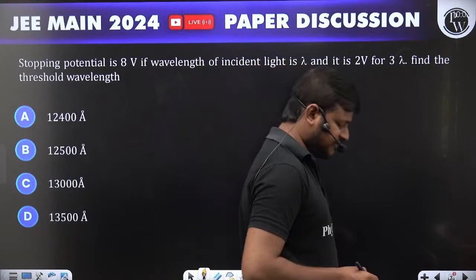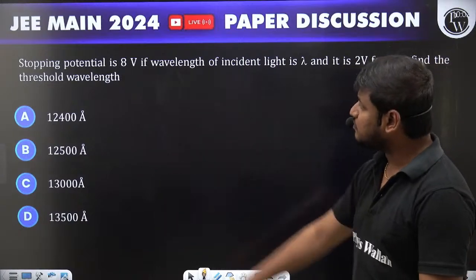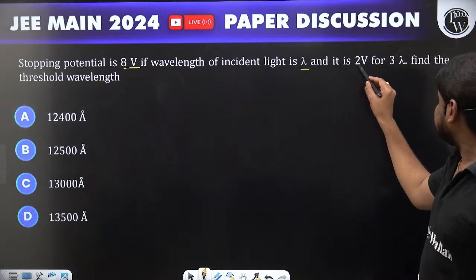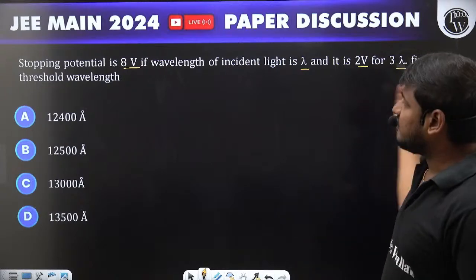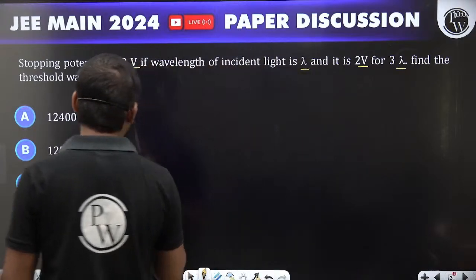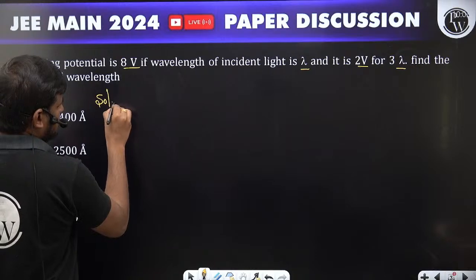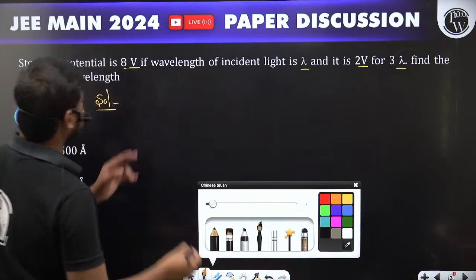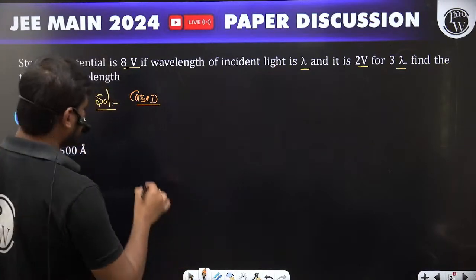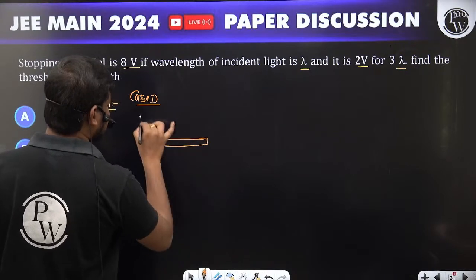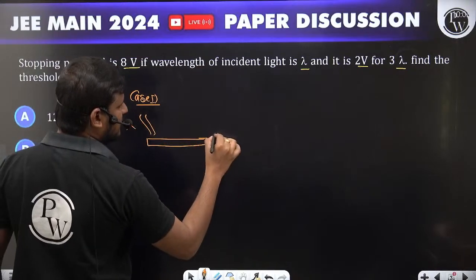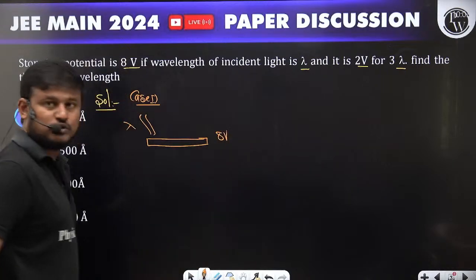The first question is from class 12th modern physics. The stopping potential is 8 volts if the wavelength of the incident light is lambda, and it is 2 volts for 3 lambda. Then find the threshold wavelength, lambda naught. Consider this question in two cases. In case 1, if the incident wavelength is lambda, then the stopping potential is 8 volts.